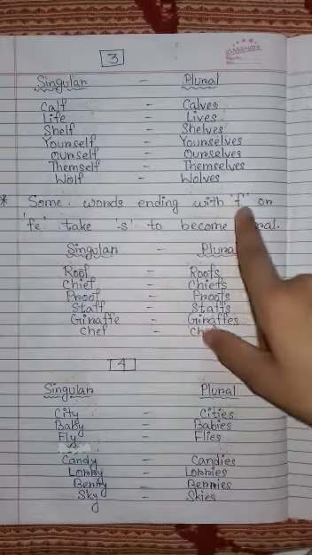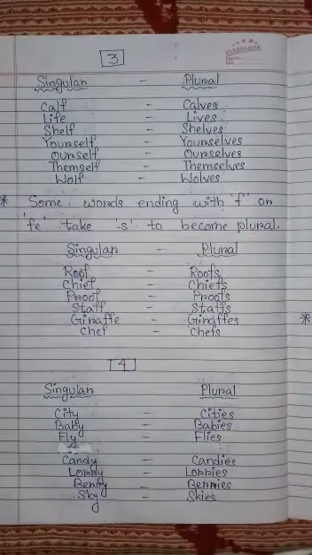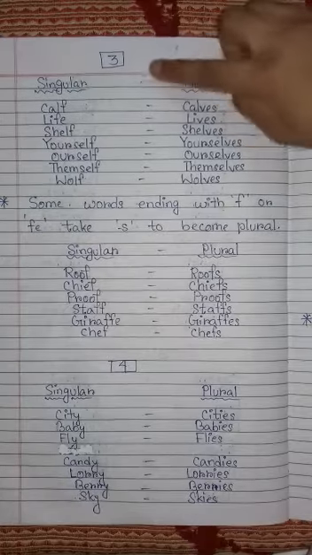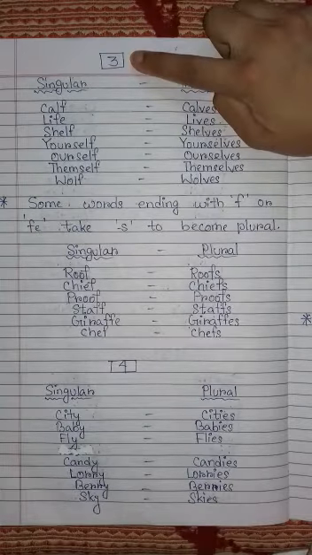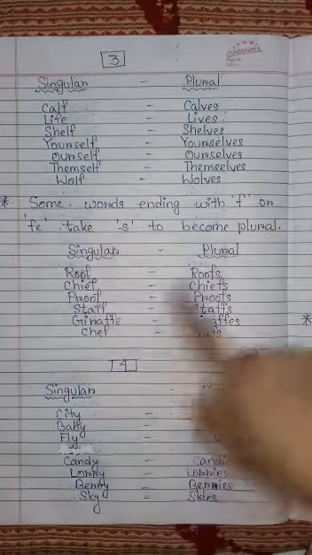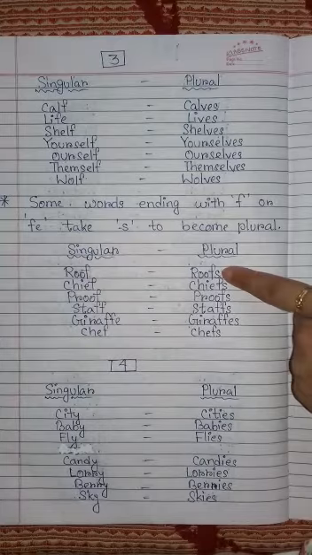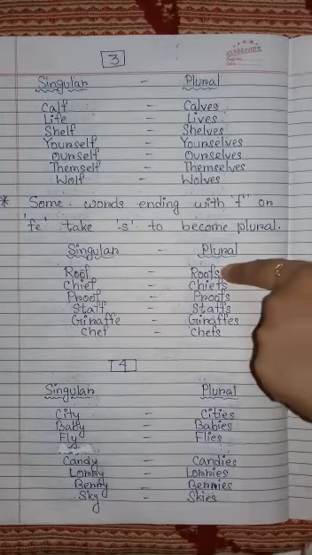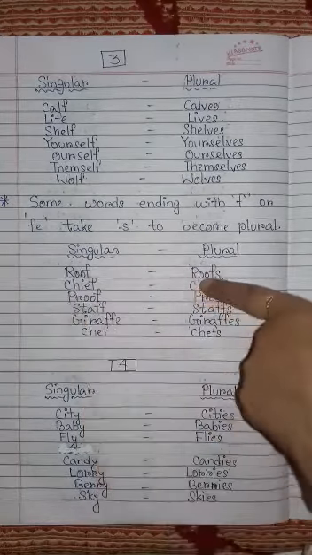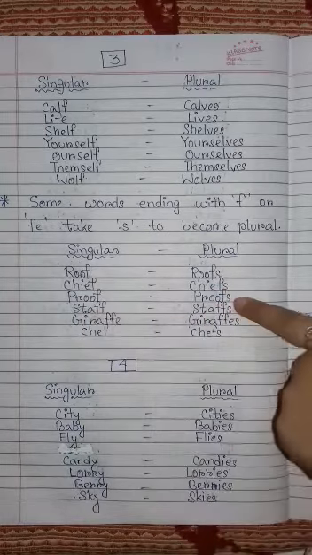Some words ending with f or fe take s to become plural. So confusing. Here are some words that do not take up this rule. We cannot add ves. The words are roof, singular, plural: roofs, we have added s. Chief, chiefs, s only. Proof, proofs.